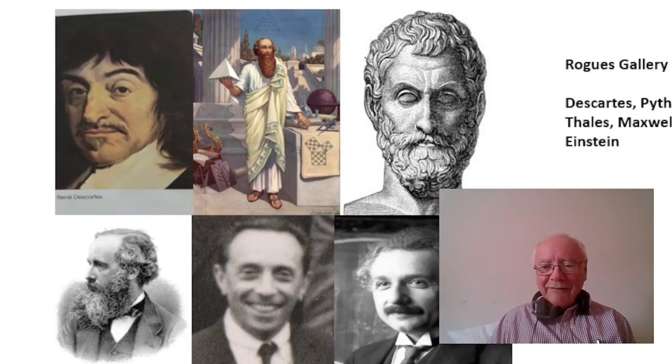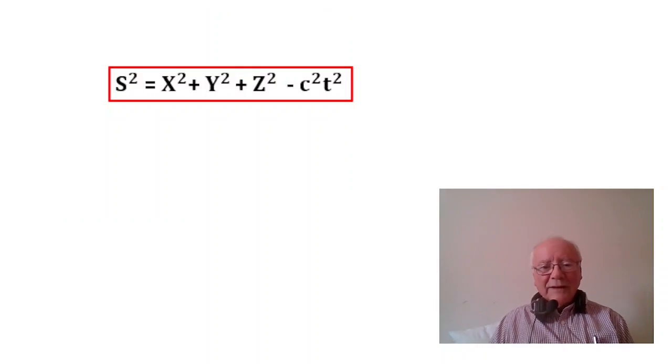Just to reiterate, here are the rogues gallery. We had Descartes, Pythagoras, Thales, Maxwell, Wick, and Albert Einstein. And you put these things all together, and we've got our equation. S squared equals x squared plus y squared plus z squared minus c squared t squared.